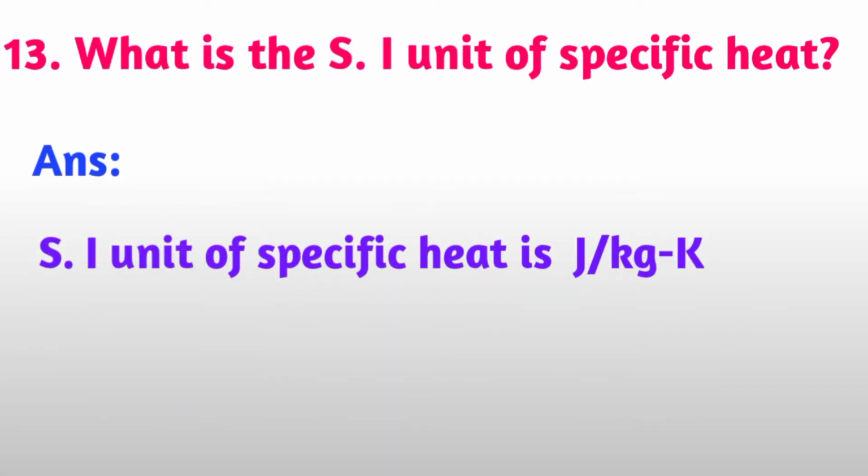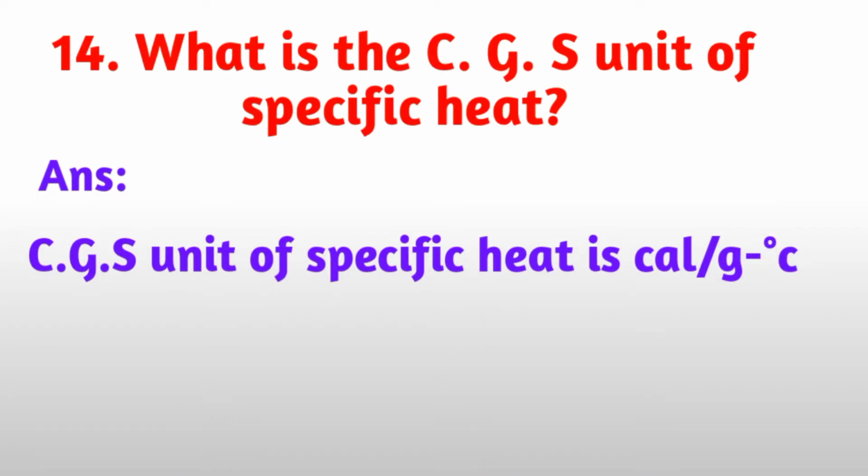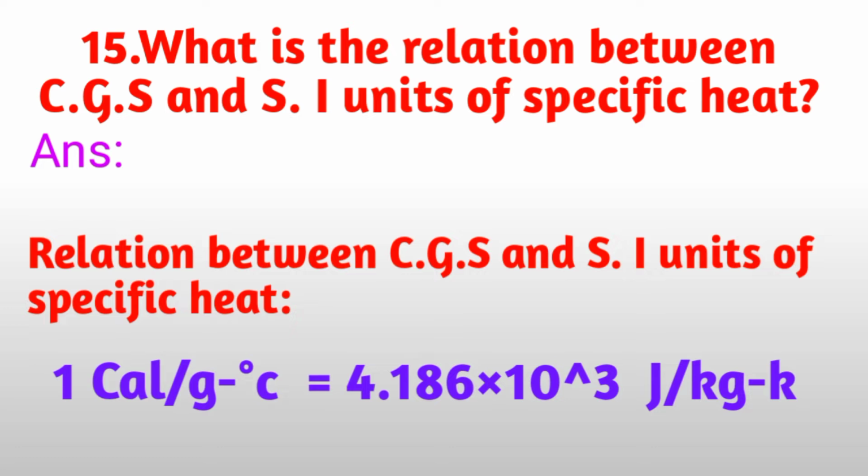What is the SI unit of specific heat? SI unit of specific heat is joule per kg Kelvin. What is the C.G.S unit of specific heat? C.G.S unit of specific heat is calorie per gram degree Celsius. What is the relation between C.G.S and SI units of specific heat? 1 calorie per gram degree Celsius is equal to 4.186 into 10 to the power 3 joule per kg Kelvin.